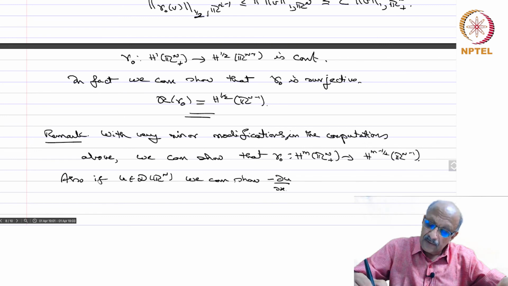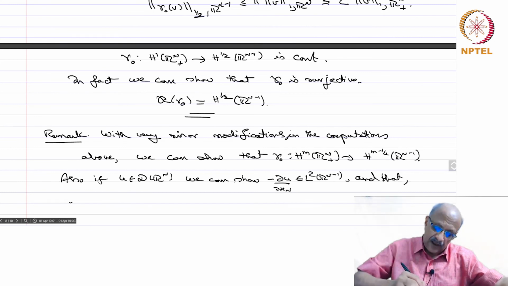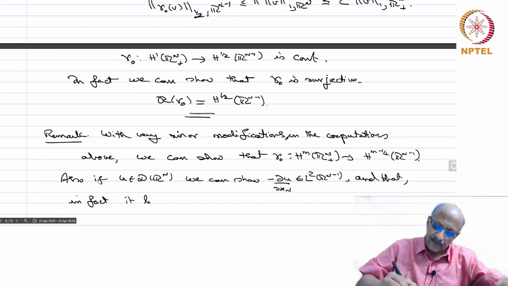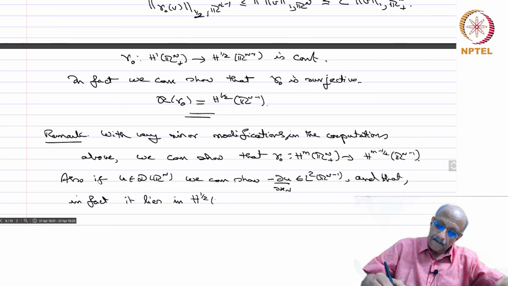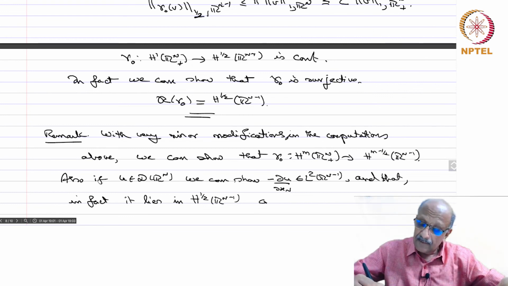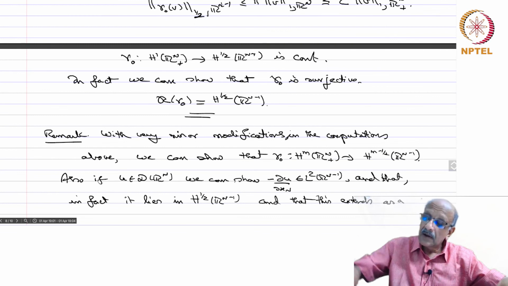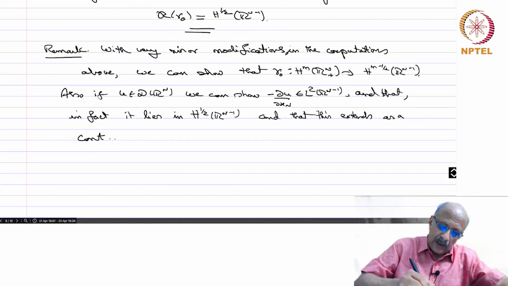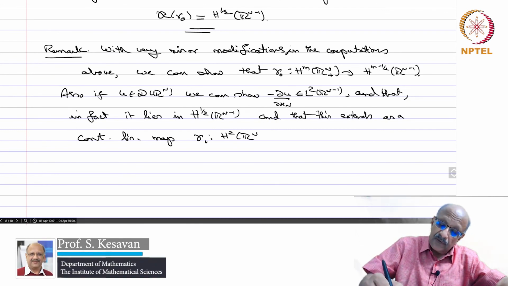minus du by dxn belongs to L2 of Rn minus 1, and in fact it lies in H half Rn minus 1, and that this extends as a continuous linear map gamma 1 from H2 Rn plus to H half Rn minus 1.